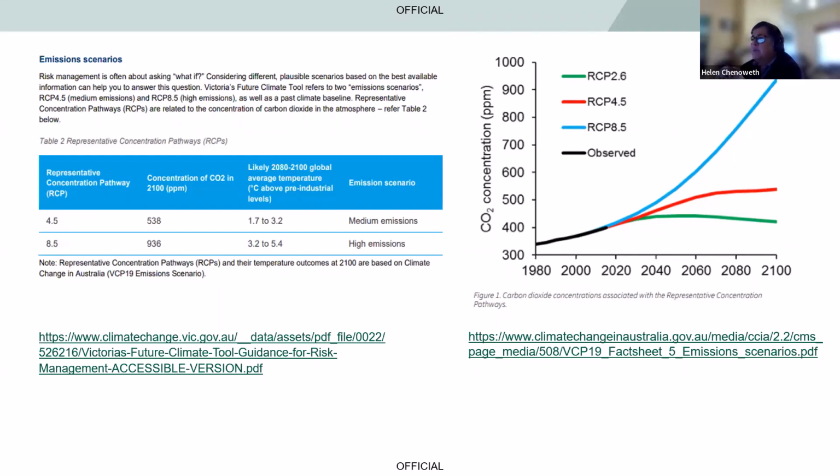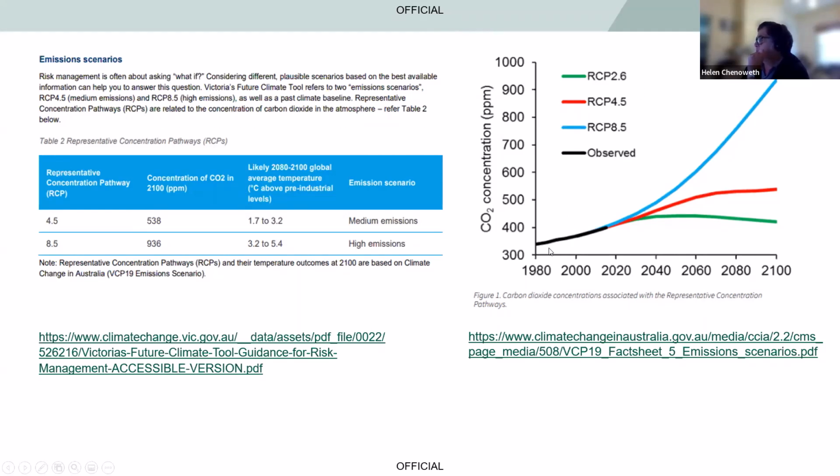There's a range of different what they call representative concentration pathways, or RCPs, which are basically relating to the concentration of carbon dioxide in the atmosphere, and looking ahead into the future in terms of potential impacts on temperatures, etc. They also have some other terminology called low, medium, and high emission levels. This is a good graphical way of showing what's being used out of these models for different levels of carbon dioxide in the atmosphere over time.